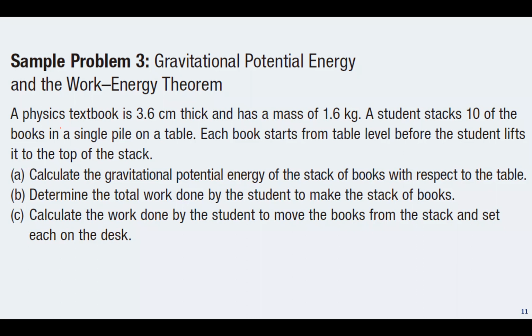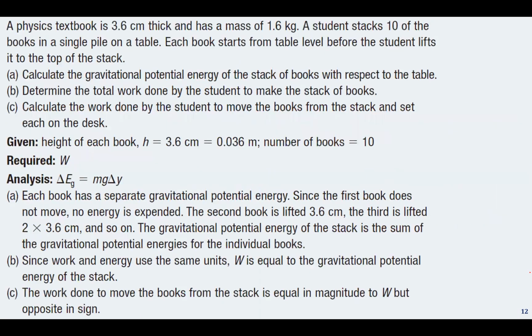All right, now let's have a look at the solution together. So we are given the following information. The height of each book is 3.6 centimeters, which is 0.036 meters, and the number of books is 10, right? So in question A, each book has a separate gravitational potential energy. Since the first book does not move, no energy is expended. The second book is lifted 3.6 centimeters. The third is lifted 2 times this value, right? And so on. The gravitational potential energy of the stack is the sum of the gravitational potential energies of all the individual books.